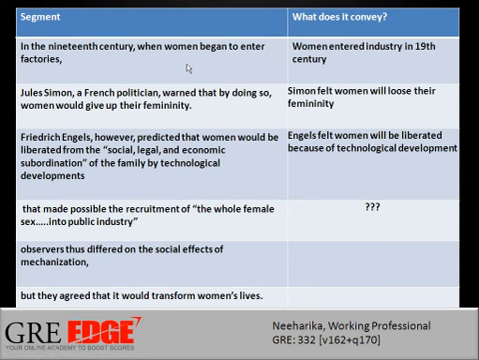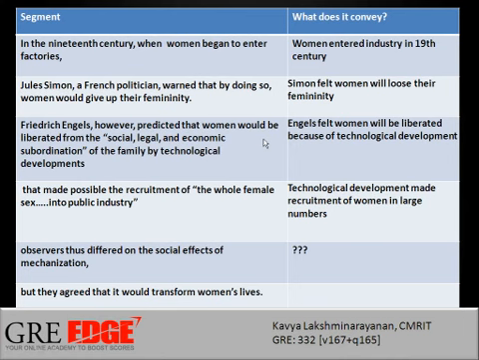That made possible the recruitment of the whole female sex into the public industry. Now what does this convey? I can hear a lot of noise of you banging the keyboards. A lot of you are totally into it, I guess. Women would gain freedom, says Amir. Gunjan says the technological development would be liberated. Okay, women would be liberated, alright. A paradigm shift, female occupants will increase, alright. Correct. The technological development made the recruitment of women in large numbers. Okay. Now let's see the next segment.